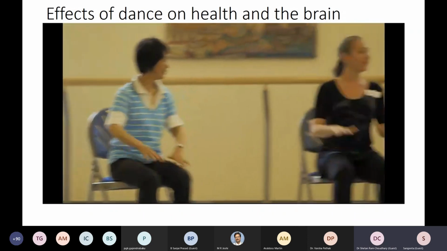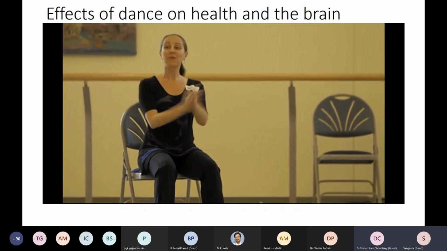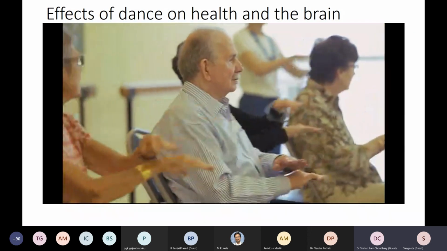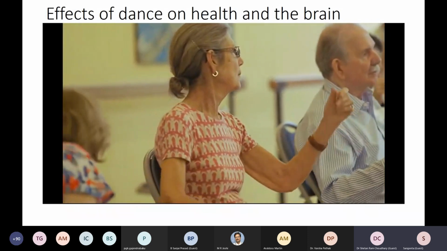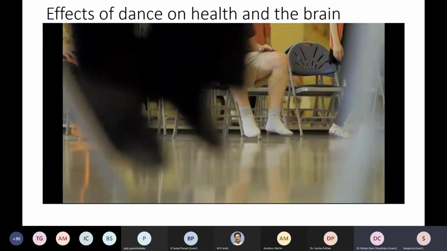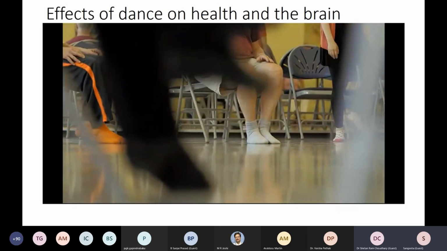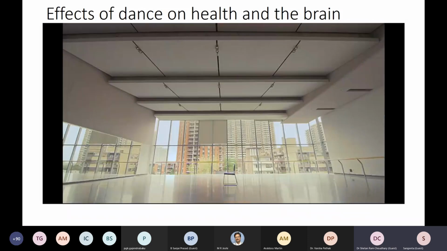What we're adding to this field is trying to find out where in the brain it's changing as a function of dance.